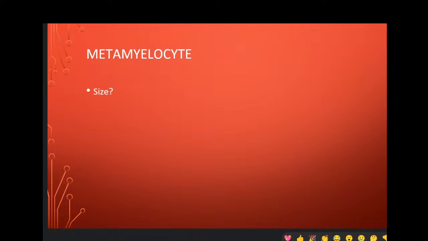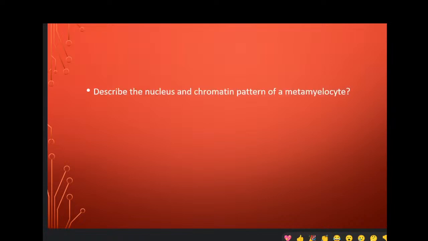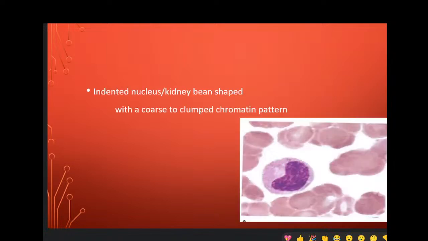Alright, let's talk about metamyelocytes. Metamyelocytes have a size of about 10 to 15 micrometers. So, paliit ng paliit, di ba? 12 to 15 micrometers lang kanina. Ngayon, 10 to 15. Okay? And we have to describe the nucleus, by the way. It's the one that has what? A kidney bean shape nucleus. Okay? And the chromatin pattern is obviously clumped and coarse. Clump to coarse, rather. Or coarse to clump.